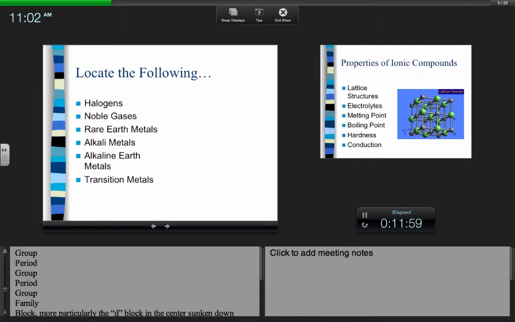Okay, I think we've got it. The halogens are 17. The noble gases are column 18. The rare earths are the two big rows at the bottom, mostly radioactive elements. The alkalis are the first column, and the alkaline earth are the second. A good way to remember that: alkali is shorter than alkaline. Shorter people come before taller people. Then transition metals are that big block in the very center of the periodic table, 3 through 12.